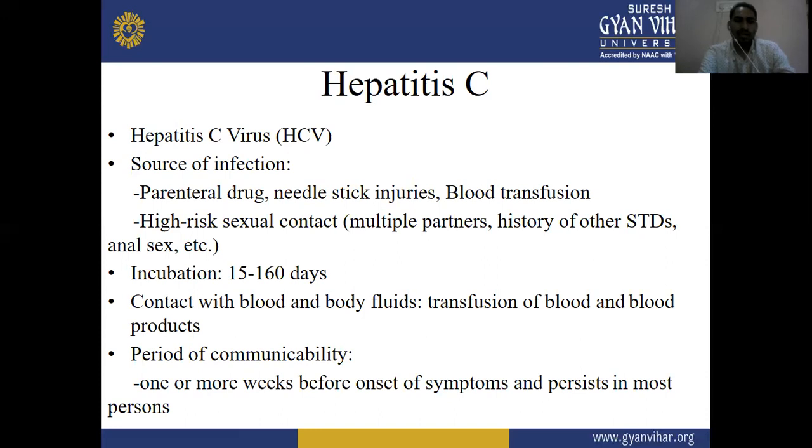Next one is the incubation period of hepatitis C, which is 15 to 160 days. Next is contact with blood and body fluids, and transfusion of blood and blood products. Incubation means the period of time between infection with germs and the appearance of symptoms of an illness or disease. Next one is period of communicability.